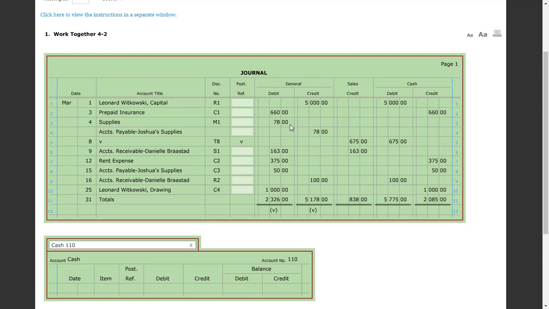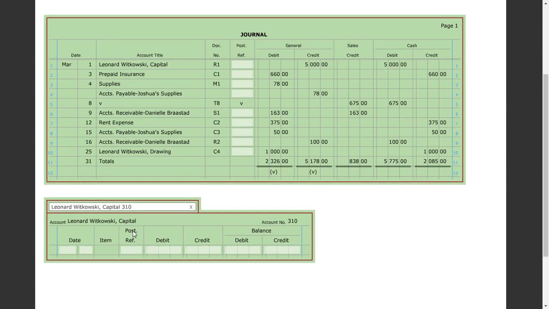When I start at the top, my account title is Leonard Witowski Capital, and Leonard Witowski Capital is being credited for $5,000. You see how I find that? So down here in the bottom, I want you to choose Leonard Witowski Capital. Make sure you choose capital, not drawing.